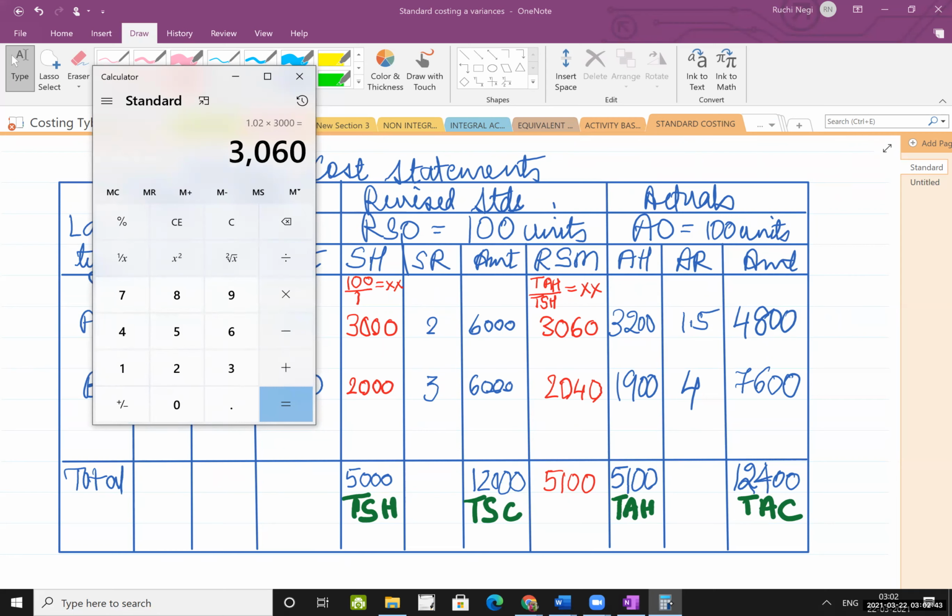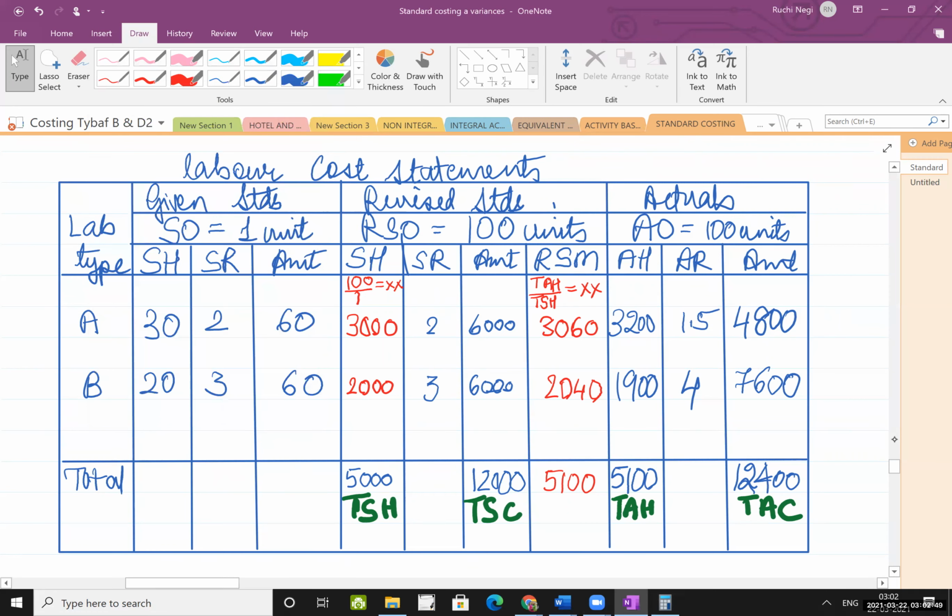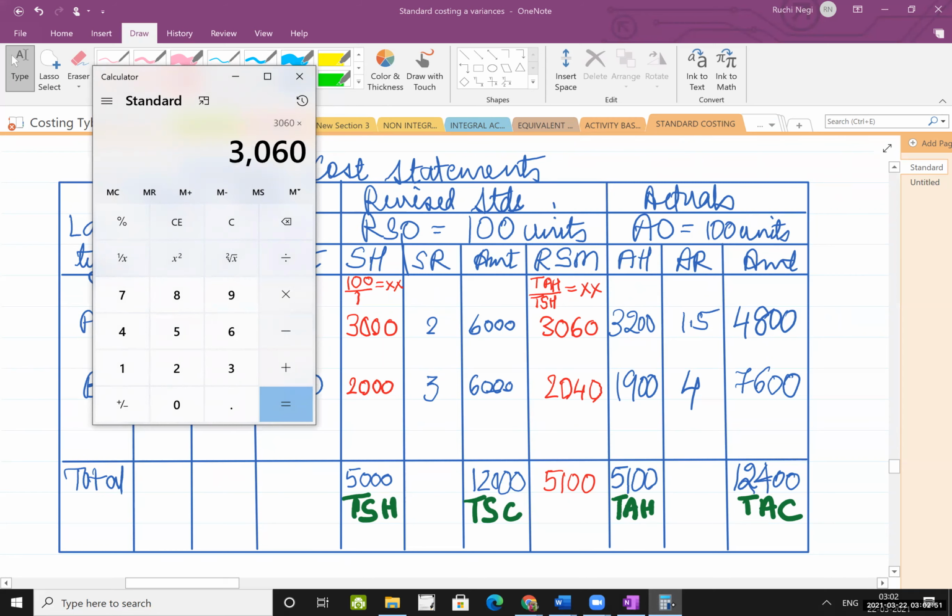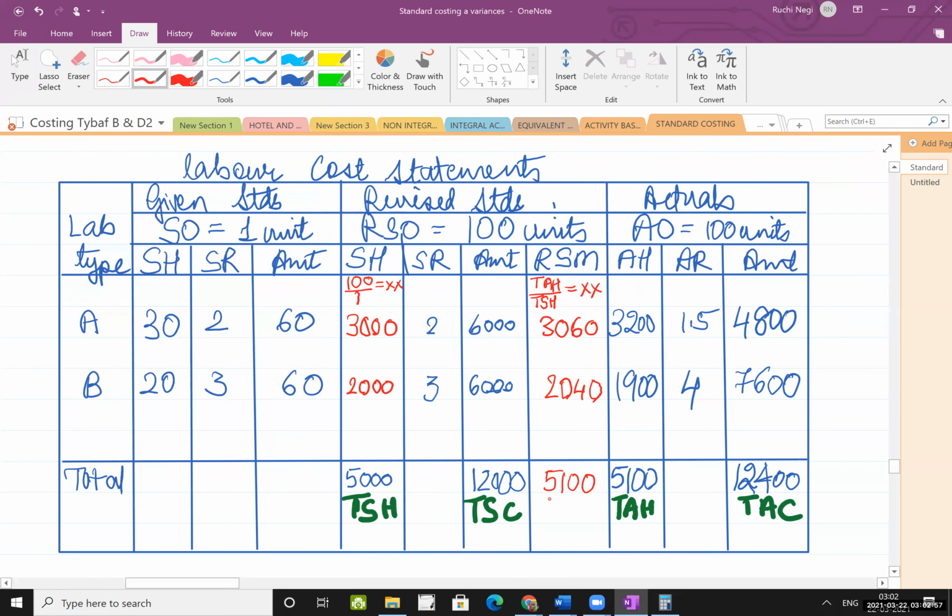See, my answer is 3060. Next you type 2,000, your answer will be 2040. Okay, so 3060 plus 2040. See, it has to match 5,100. ये सेम होना ही चाहिए, नहीं है सेम मतलब आपने कुछ कैलकुलेशन एरर किया है. Okay, it has to be same.